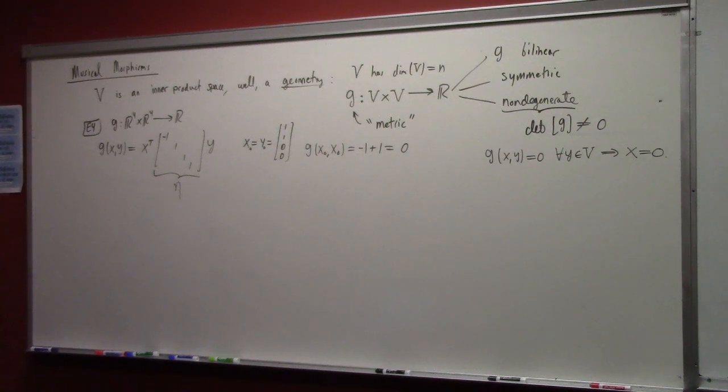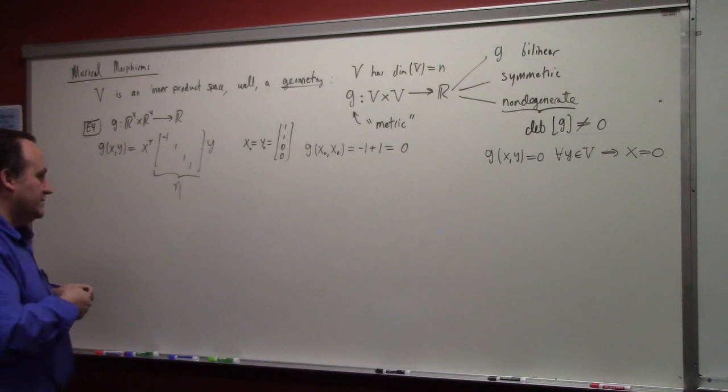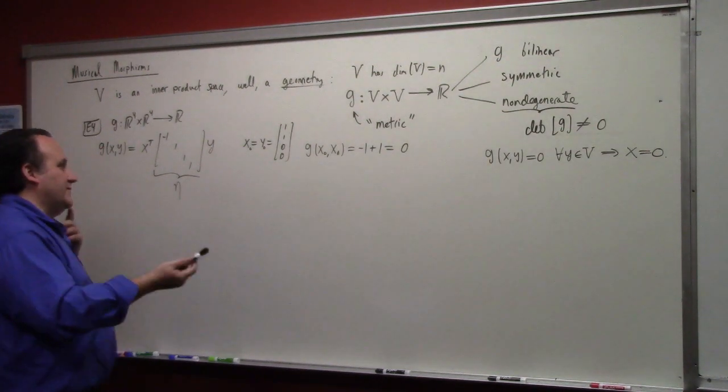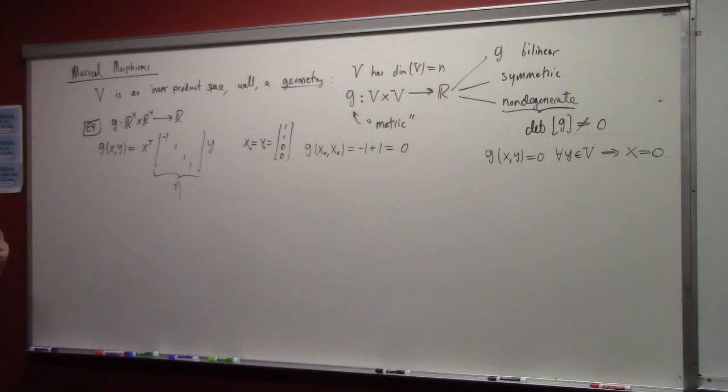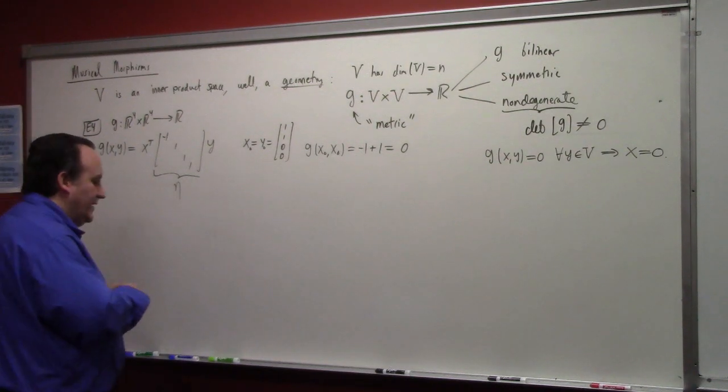And it does come at great cost. The theory which is known for inner products is beautiful and simple. The theory for metrics, still beautiful, but not so simple. But many things are known. All right, anyway.